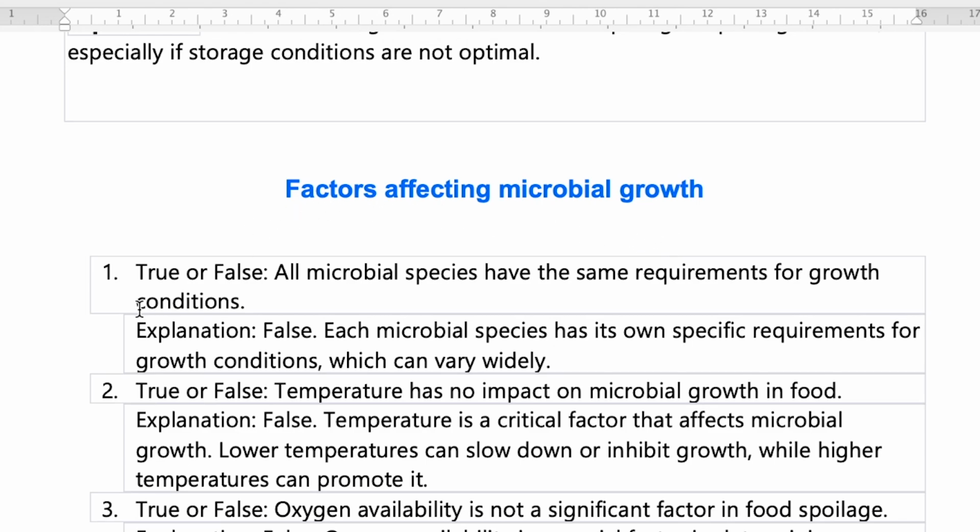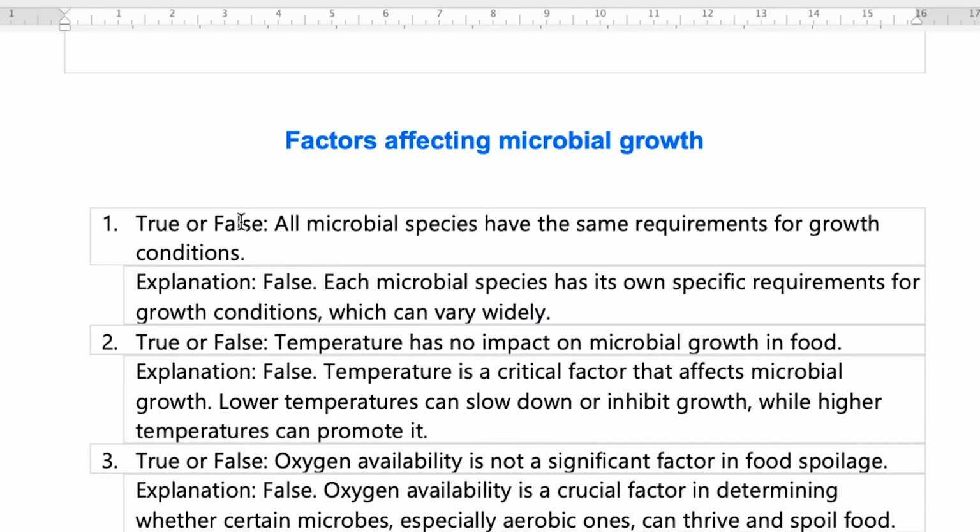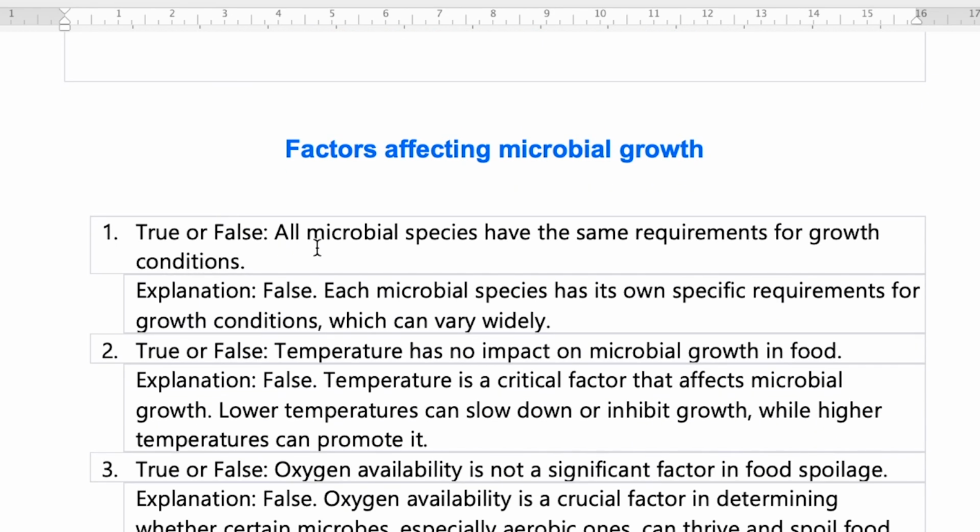In this next part we have 10 questions. Number one, all microbial species have the same requirements for growth conditions. It's not the same, they have their own specific requirements.